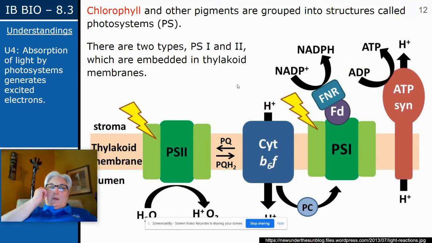So chlorophyll we know is a green pigment, and we group our chlorophyll into 2 sections of our membrane here. The first is what we call photosystem 1, and the other is photosystem 2. Now we're always going to start over here with photosystem 2. I know it sounds backwards, but that's where we're going to start. We're going to move along the membrane this way.